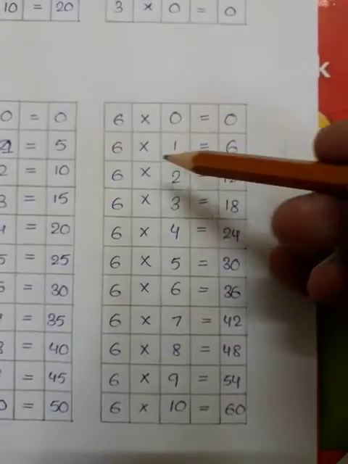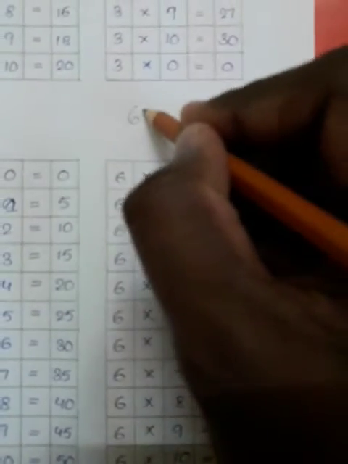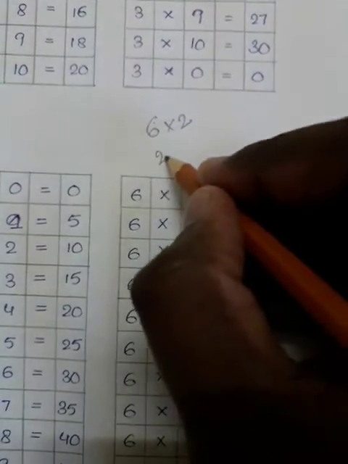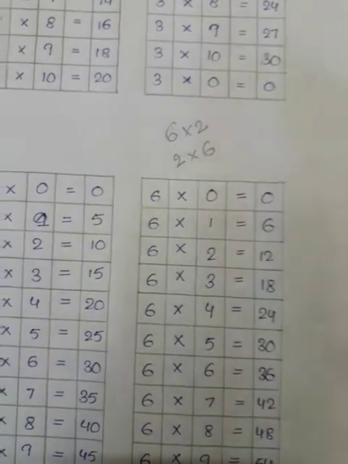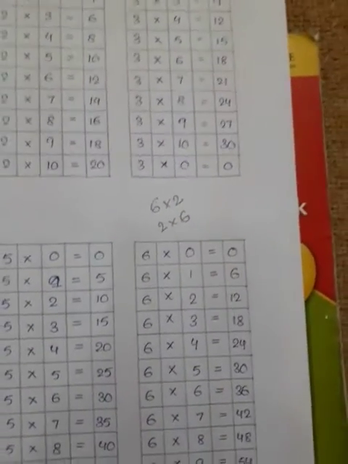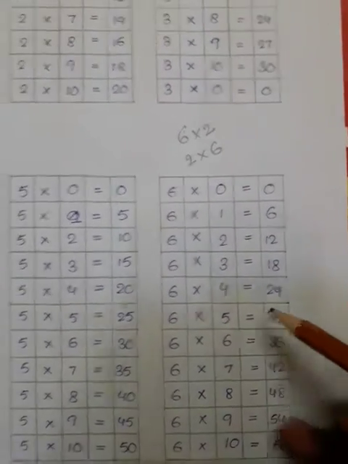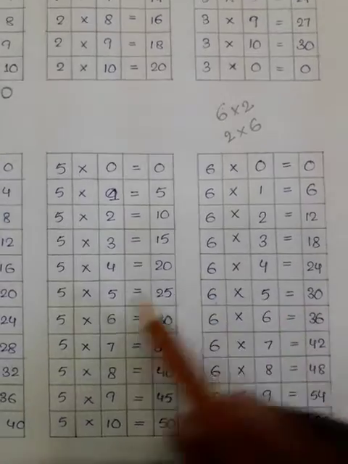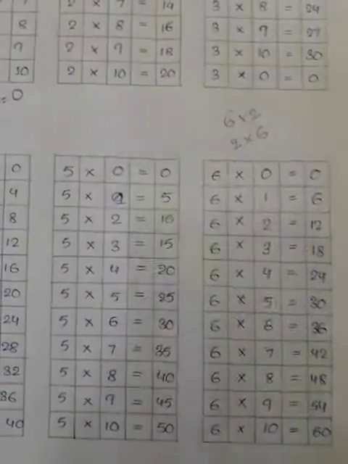For example, if you don't know 6 times 2, 6 times 2 and 2 times 6 are both equal. If you know 2 times 6, then it is the same answer for 6 times 2. So 6 times 2 is 12. Similarly, 6 times 5 is 30. If you don't know 6 times 5, you already know 5 times 6. So if you learn one table, the next table is easier to understand.